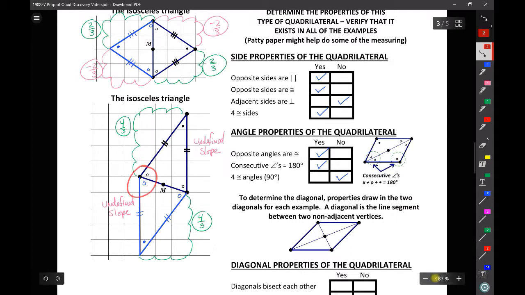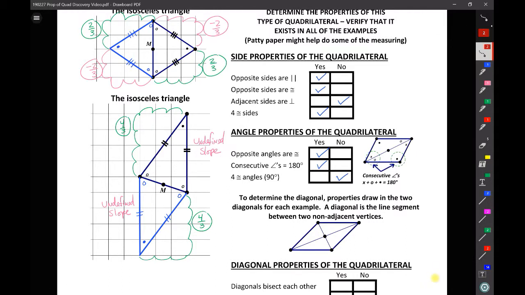Again, that same pattern. We've got 2 hollows and a solid in those consecutive angles, and then again, 2 hollows and a solid in this triangle. And since the angles have to add up to that 180 degrees, we can use 2 hollows and a solid to come up with 180 degrees. So yes, we have that. And we do not have 4 congruent angles. We don't have the 90-degree angles in this one. And so that's a no-go here.